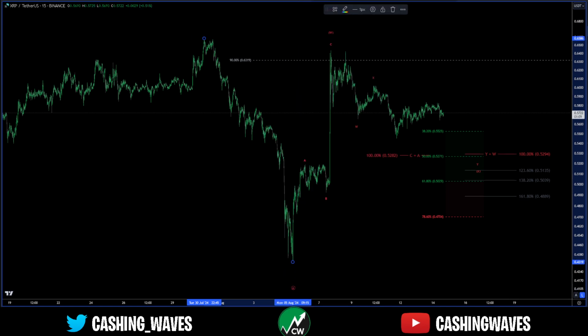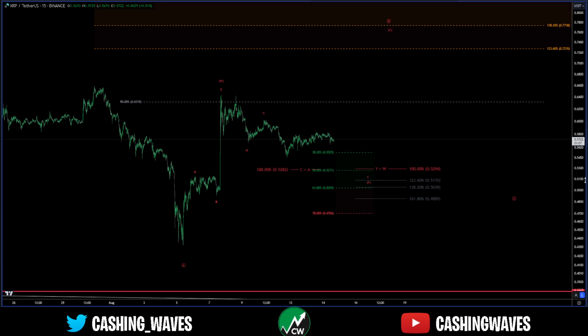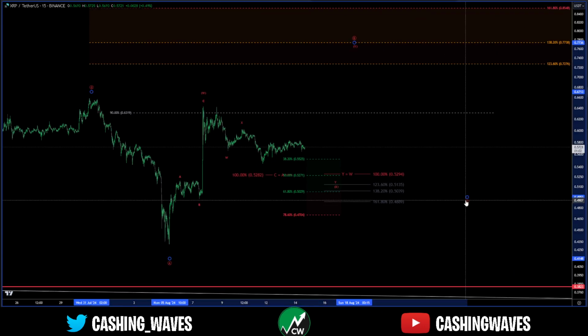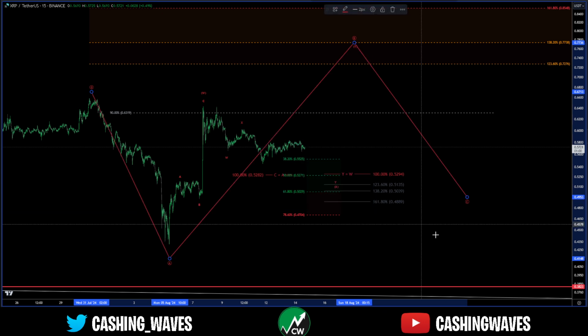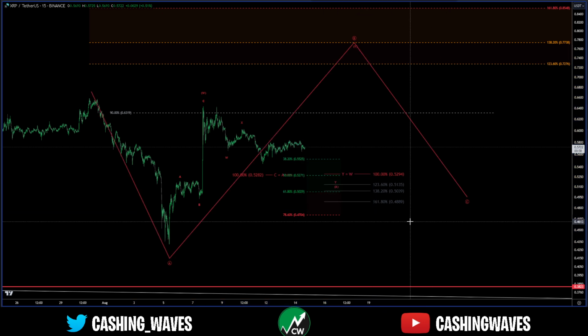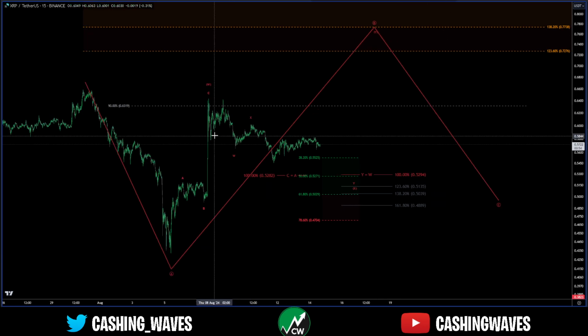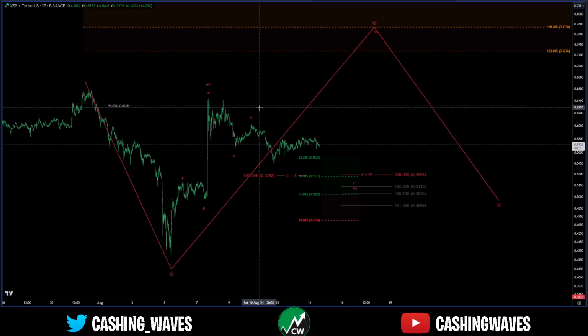Okay. There's our B and X zone. So as an ABC, we're looking for this type of pattern up to that zone. And this area is obviously very difficult to count. I also mentioned we might double top here.